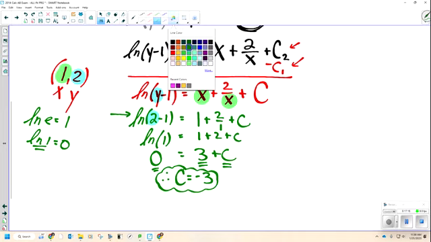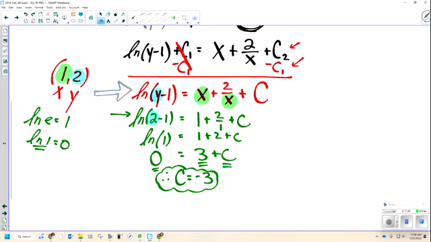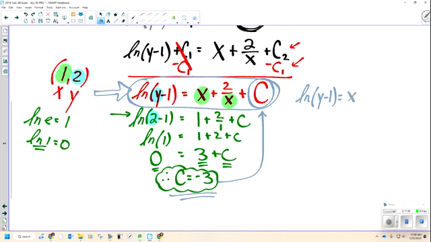Right here, which I'll do in this funky blue. This was our equation before we started to figure out what C was. Now we have C. It's -3. So I'm just going to put a -3 in for the C right here. And then I'll worry about isolating that Y. So I have the ln of y minus 1 equals x plus 2 over x minus 3, because my C was -3. All right. Now let's get y equals.